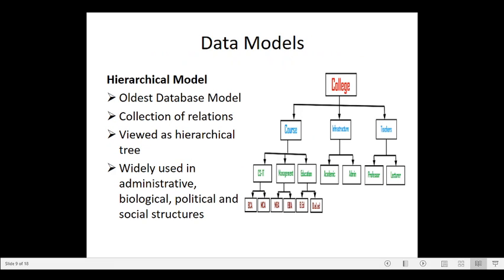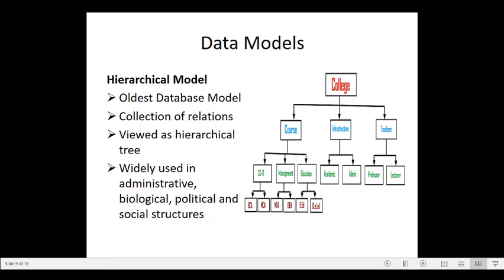Let's move on to different types of models. So there are basically 4 models: hierarchical database model, network database model, relational database model, and object-oriented database model. Let's understand one by one. Hierarchical database model is one of the oldest database models, which we can see from the 1950s. One of the first hierarchical database systems was developed by IBM.